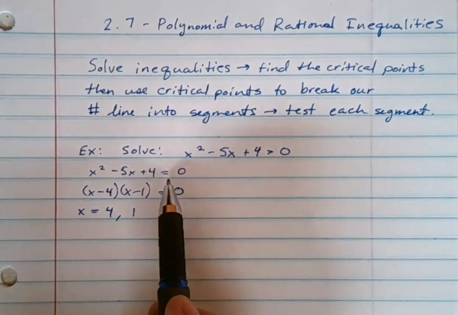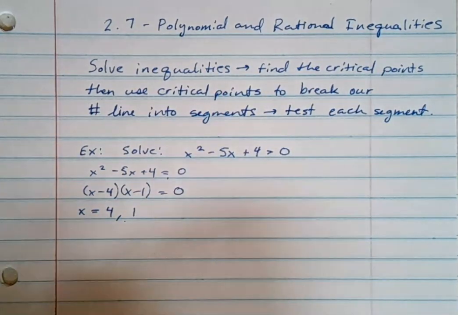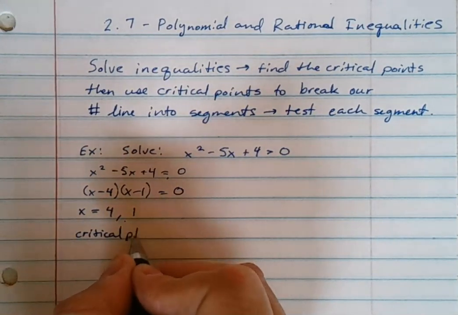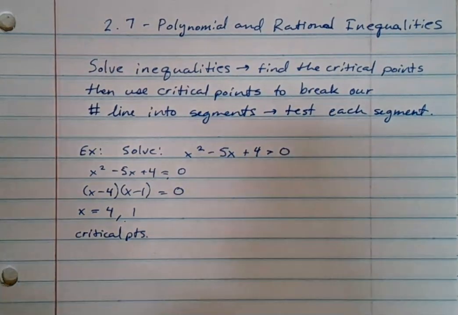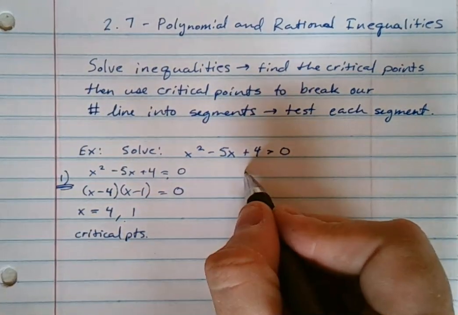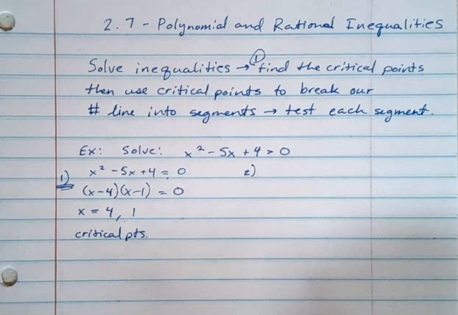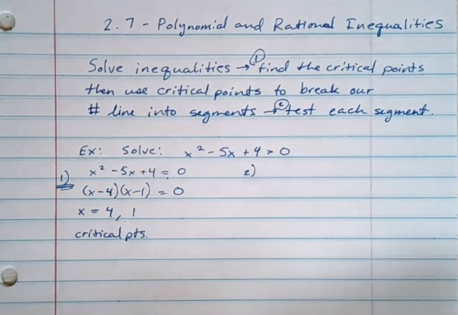Now, this is an equation. These are not our solutions. These are our critical points. So to find the critical points for a polynomial, we are simply going to solve it like an equation. That is step 1, find the critical points. And then step 2 is to test each segment.